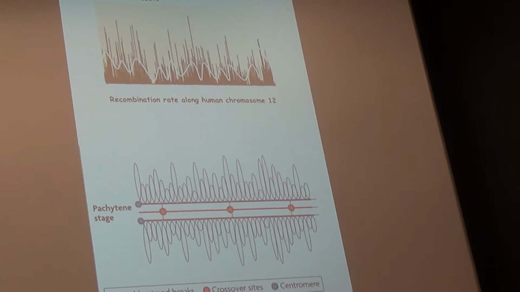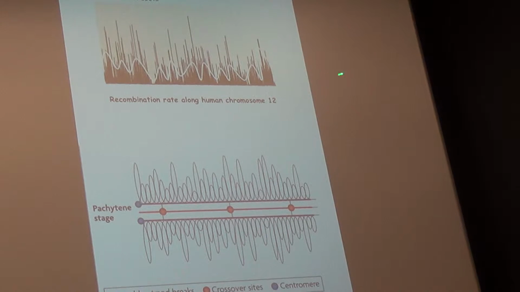The same thing happens with humans. And this is an actual recombination rate along human chromosome 12. They measured the number of recombination events that took place, and they were able to map recombination frequency. And you can see there are peaks and valleys along this entire chromosome in human cells.